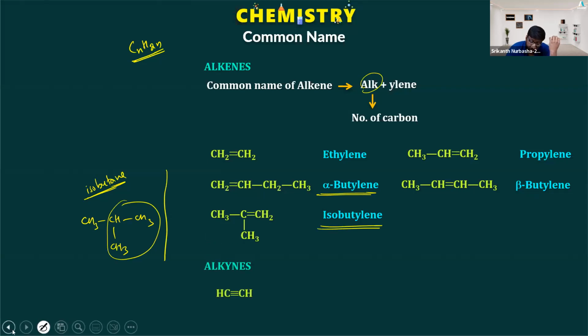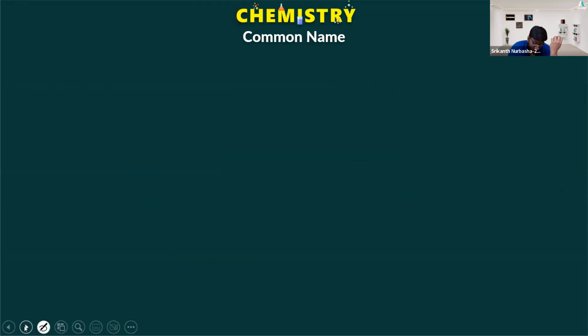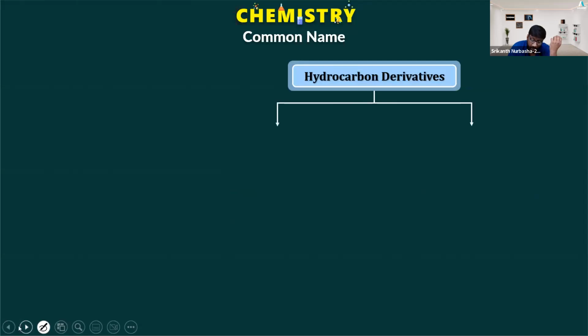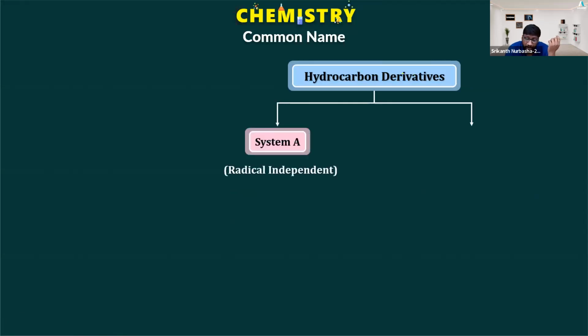Alkynes, HC triple bond CH, acetylene is the name. And you can have hydrocarbon derivatives, students.